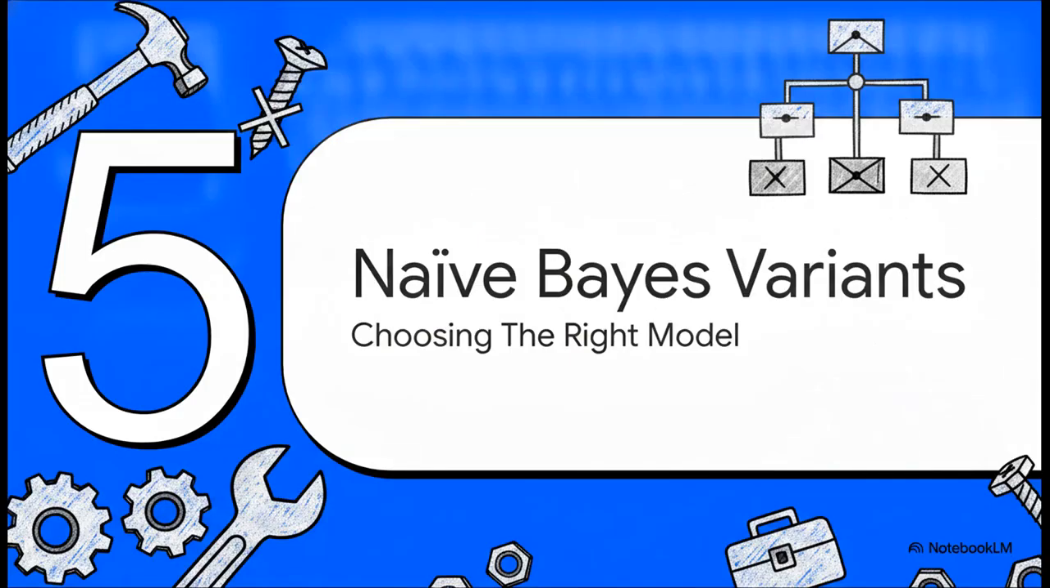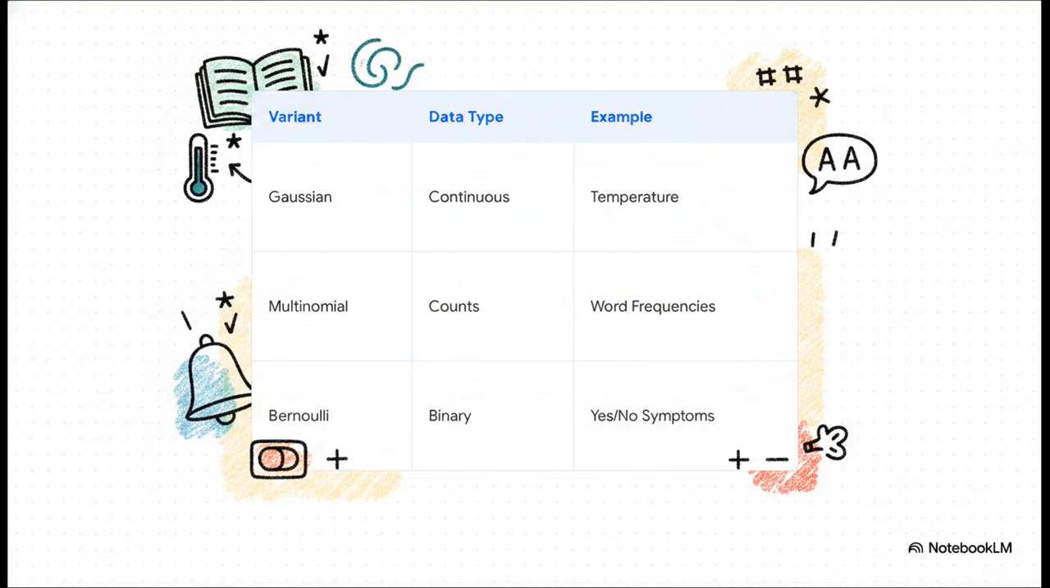Section 5.3 Naïve Bayes variants. Now, you can't just use one single version of this algorithm for every problem. Think about it like a mechanic. You wouldn't use a hammer to tighten a screw. A data scientist has to pick the correct version of Naïve Bayes for their specific data type.